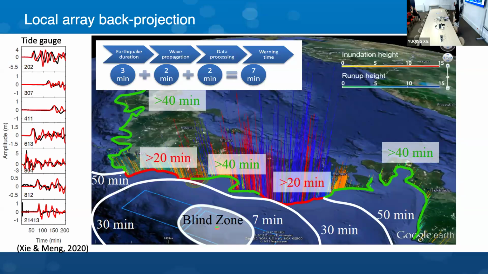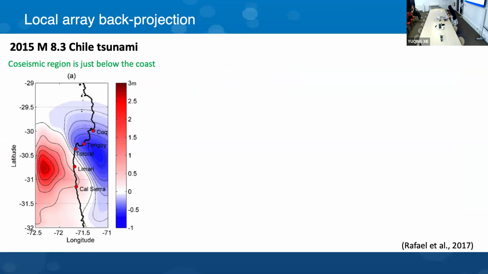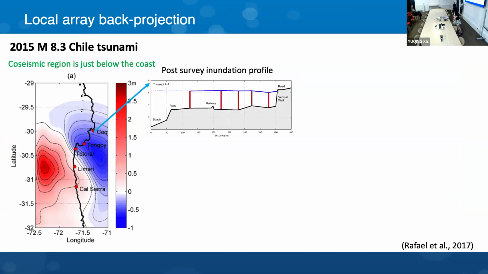But this only works for Japan, maybe, because for other regions like Sumatra or Chile, one problem is that the coseismic region is just below the coast. The coseismic region is very close because the trench is closer compared to other regions. For example, at this point, coseismically, there is a large subsidence of about 3 meters, so this region is in the blind zone according to the definition of the blind zone. But still, you can do something.